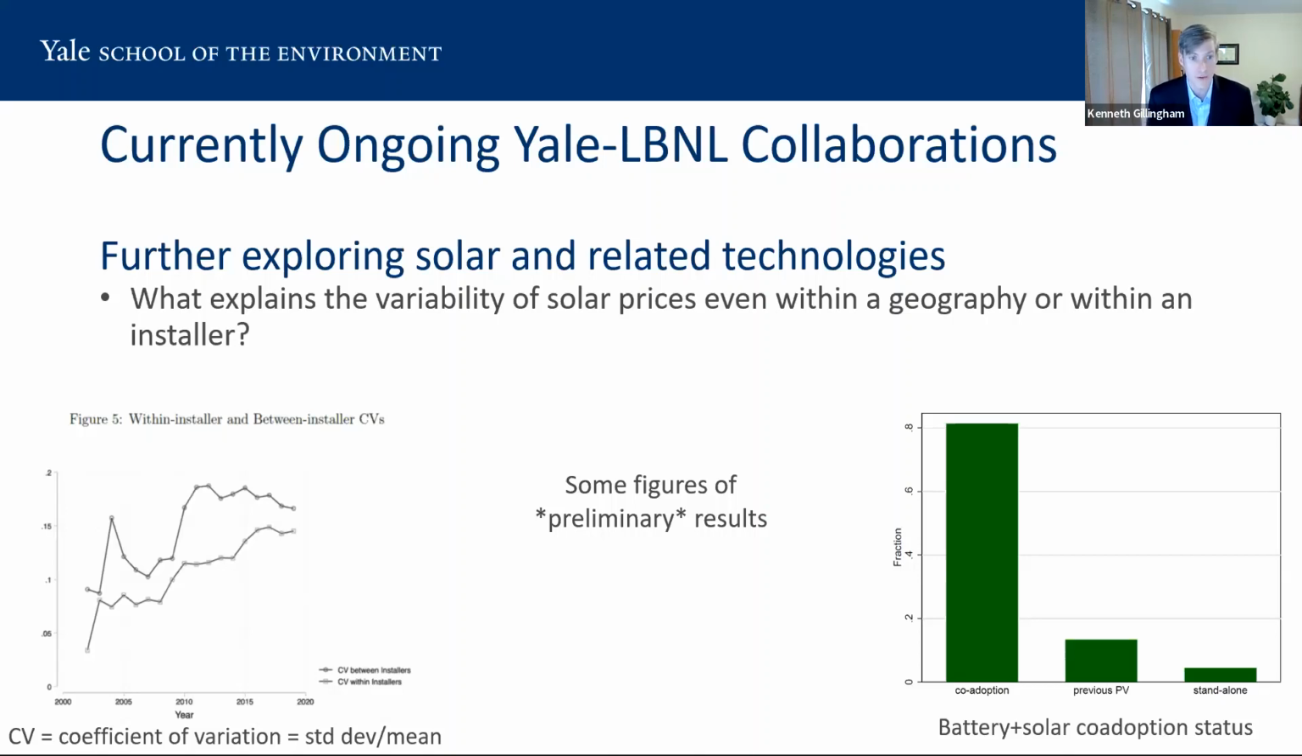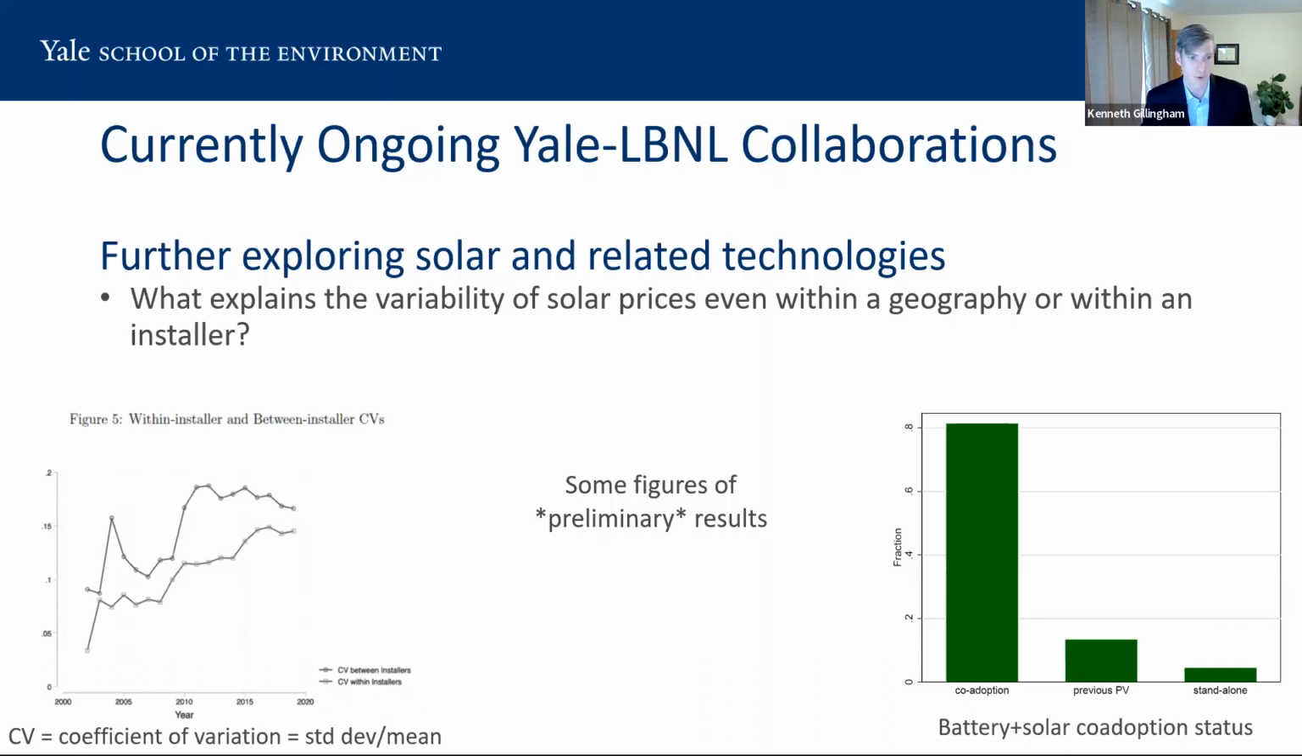In one of the projects that we have underway right now, we ask what explains the variability of solar prices even within a geography or within an installer. And what we see here on the left, and I should note these are preliminary results, just gives you a taste. These are just from the raw data, so there's no way they can be wrong. We can look at the coefficient of variation, which, if you're not familiar, is the standard deviation divided by the mean, a common way of understanding variability. This is the coefficient of variation of solar prices between installers or within installers. And you see that even within an installer, there is quite a lot of variation in their pricing, as well as between installers. We also saw an upward trend, which was quite interesting.